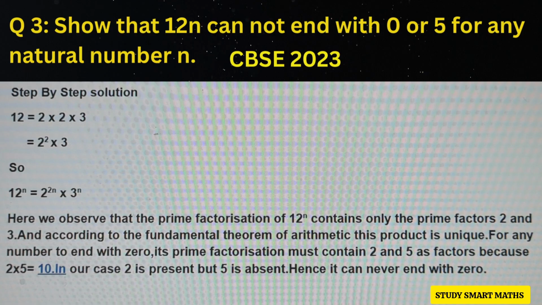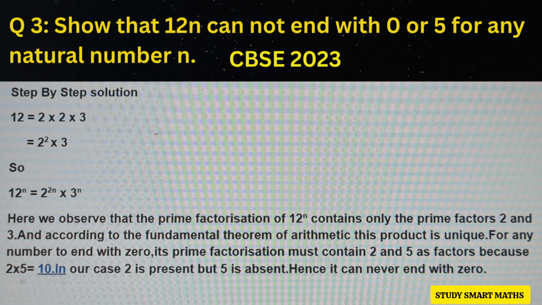Question 3. Show that 12 raised to n cannot end with 0 or 5 for any natural number n. Step-by-step solution. 12 equals 2 multiplied by 2 multiplied by 3, or 12 equals 2 raised to 2 multiplied by 3. So, 12 raised to n equals 2 raised to 2n multiplied by 3 raised to n.